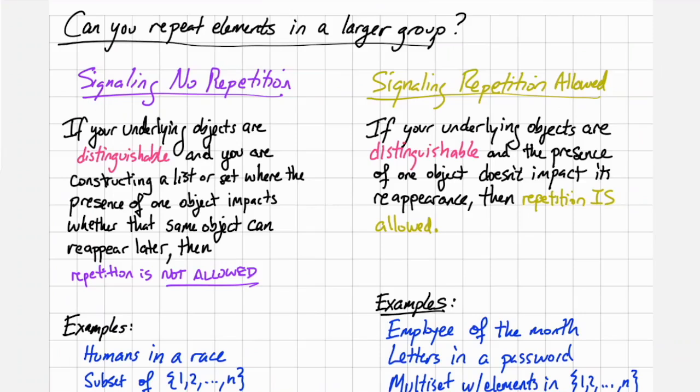The last question I want to discuss is whether you can repeat elements in a larger group. So either repetition is not allowed or repetition is allowed. How can we determine if, in our question, repetition is not allowed? If our underlying objects are distinguishable, and you are constructing a list or set where the presence of one object impacts whether that same object can appear later, then repetition is not allowed.